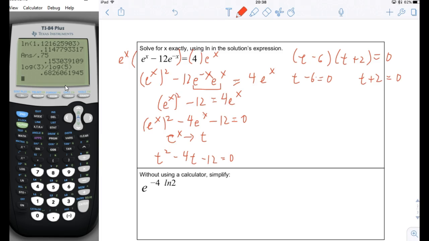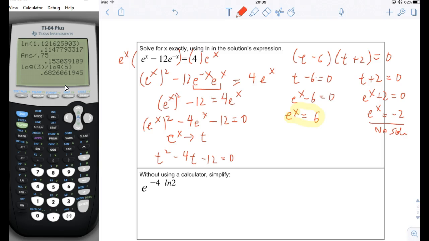I'm going to substitute back in e to the x here, so it's e to the x minus 6 equals 0. E to the x plus 2 equals 0. This one would simplify into e to the x equals negative 2, which is never going to happen because positive exponential values cannot ever be negative. So, no solution here.